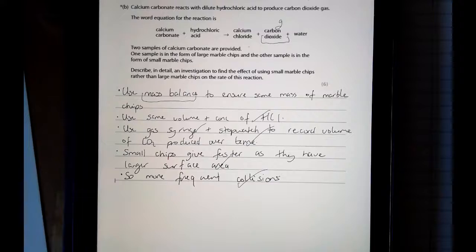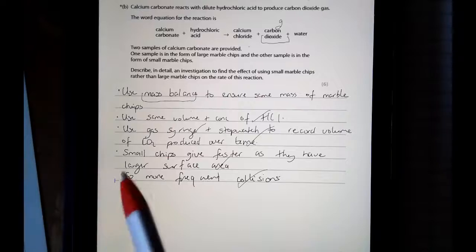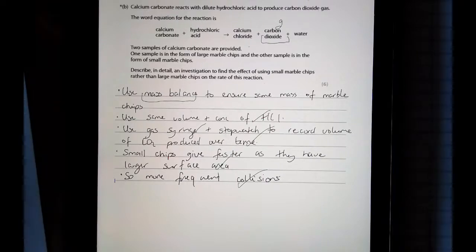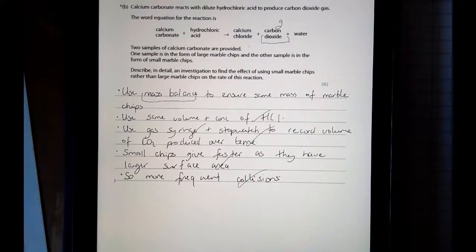If you are asked that, especially if you're asked to describe an investigation, make sure you're giving controls. What do you use to make sure it's a fair test? Mention the equipment that you're using, so mass balance, gas syringe, stopwatch, thermometer if you were looking at temperature, so just mention basic equipment. Mention what you are measuring. So in this case, you are measuring the gas produced, the volume, and you're using a stopwatch to record the time. So say what you're measuring, and then you're going to explain that in terms of particle collisions, and you're always going to say more frequent collisions, not more collisions. That's your key word.